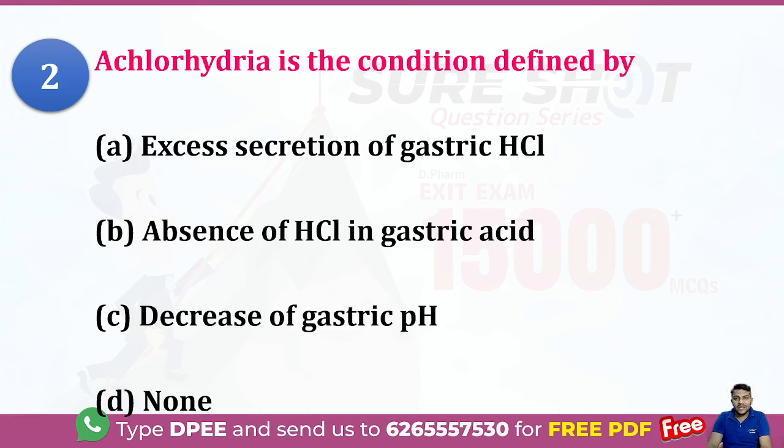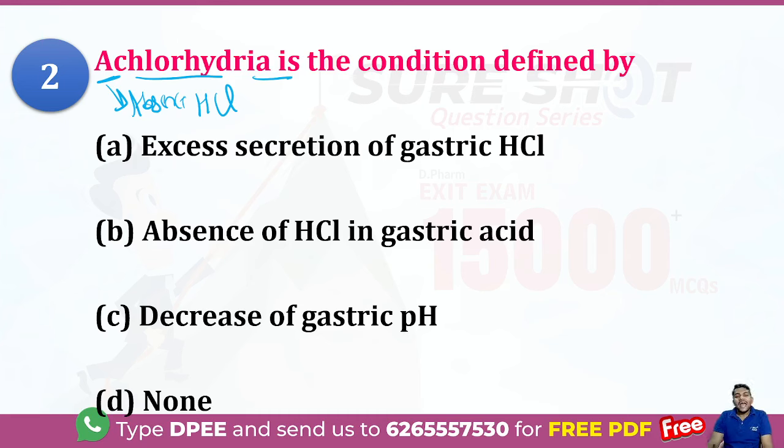Achlorhydria, how can we explain achlorhydria? A means absence. So you have the options. First option, excess secretion of gastric acid in your GIT. Second option, absence of HCl in your gastric acid. Third option, decrease of gastric pH.